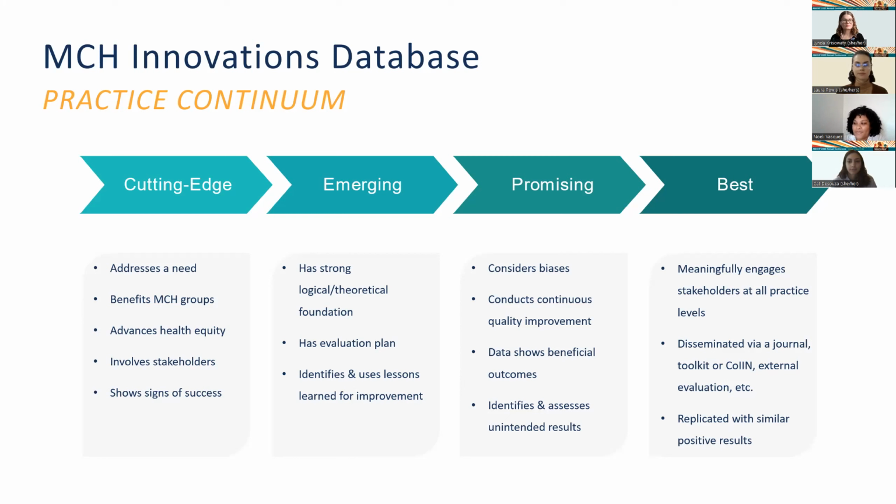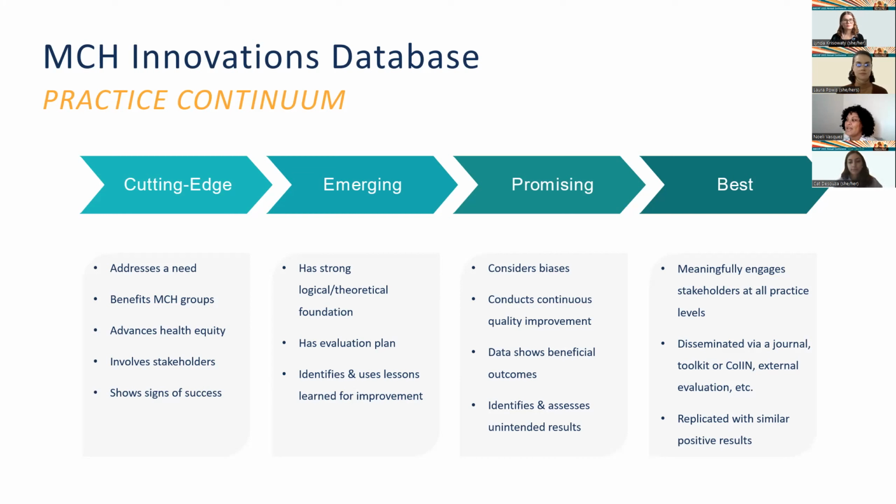The next category is promising, which considers biases, conducts continuous quality improvement, has data that shows beneficial outcomes. So it's definitely building off of that evaluation plan from the previous designation. And it identifies and assesses unintended results.